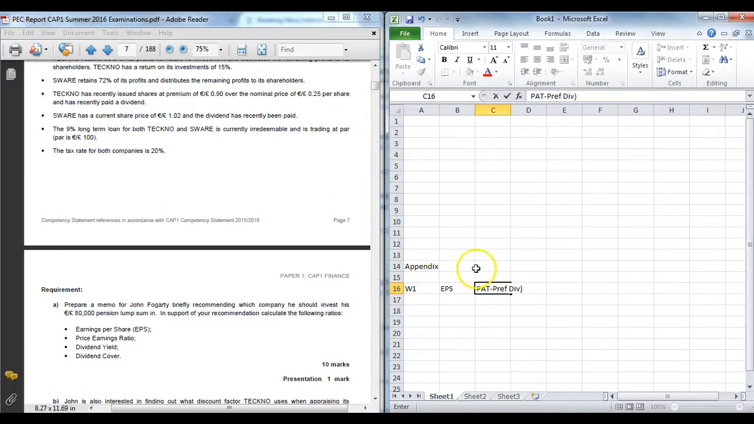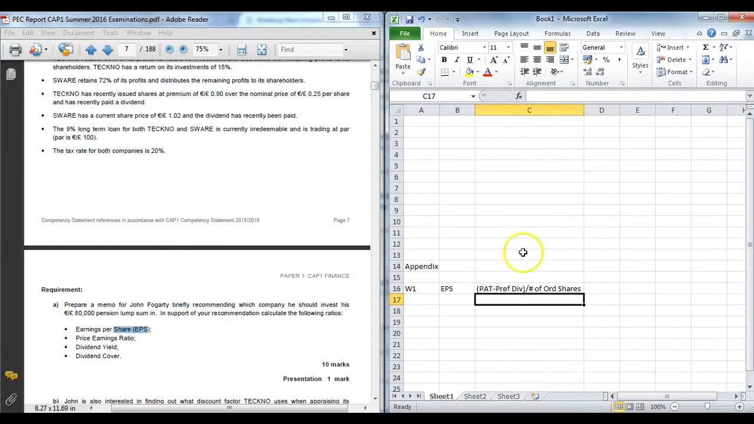So it's the profit after tax minus the preference dividend. And a lot of students got caught out by that in the Summer 16 paper, in that they did not take off the preference dividend, over the number of ordinary shares. For EPS, this is the earnings for ordinary shareholders, so after preference dividend is paid, and we're looking for the number of ordinary shares. It's nothing to do with pref, so make sure you strip that out. So that is what the formula is.